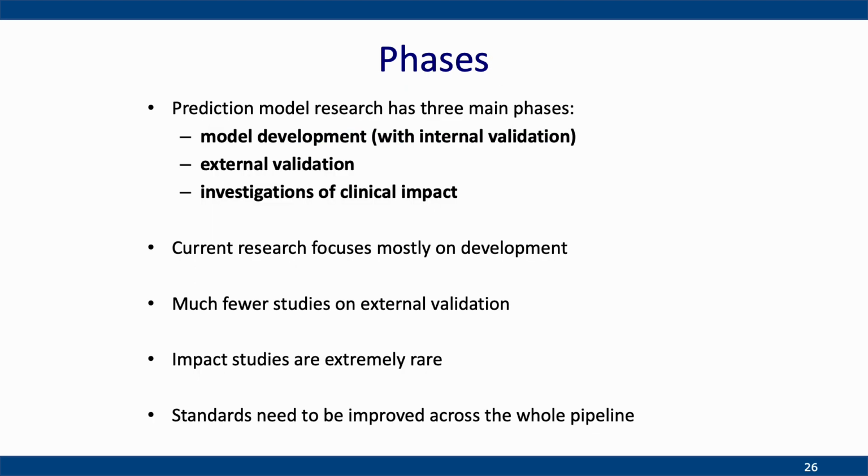It's also important to recognise different phases of prediction model research. So broadly speaking, there are three key phases. First one is model development. That's where you produce the actual model, the model equation, or develop the tree-based structure or whatever it is you're doing to produce your model. This should include internal validation. So this is the process of examining, in the same data set used to develop the model, the performance of the model. That often involves resampling methods like bootstrapping or cross-validation.